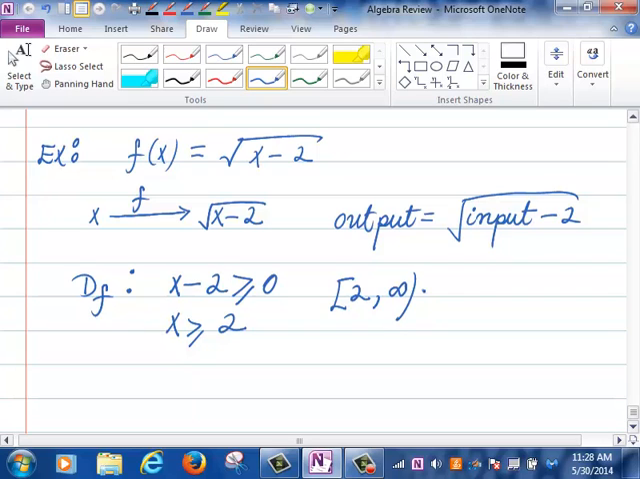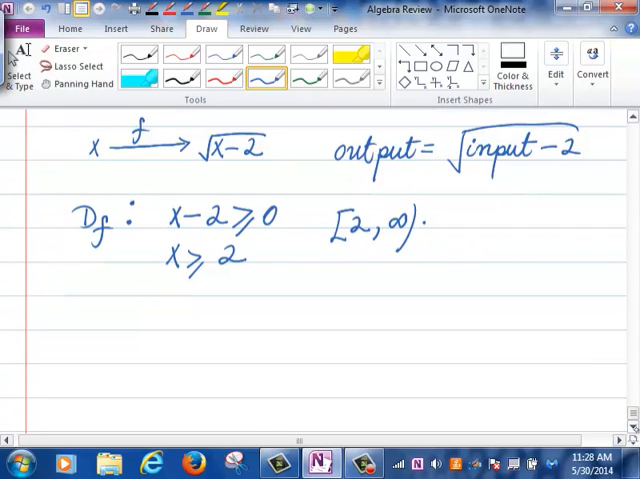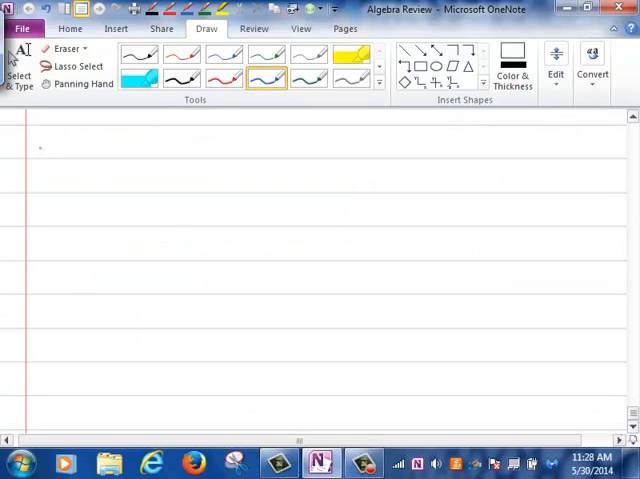Any questions on that? Everybody's okay? All right, so now, let me do another example here. Instead of this example, let's take the example of the function g of x, which is the root of 4 minus x. What's going to happen now?